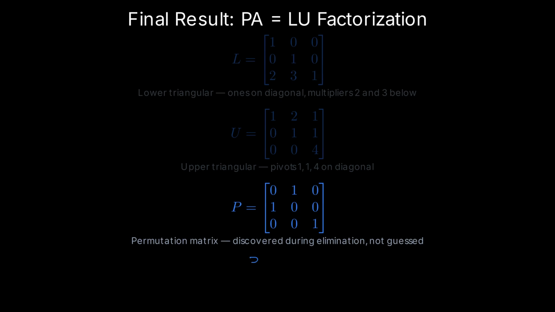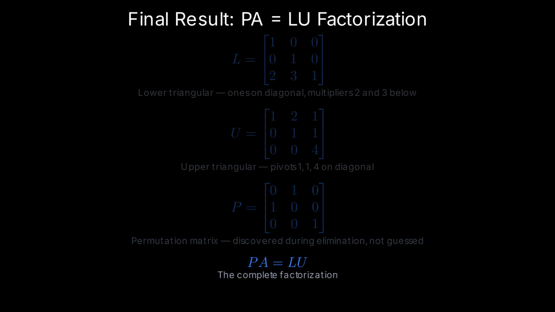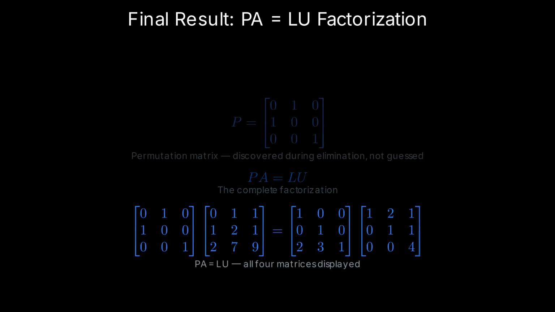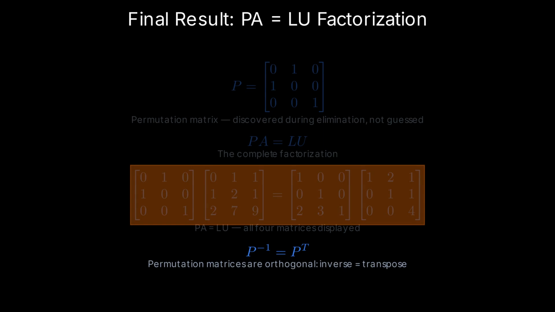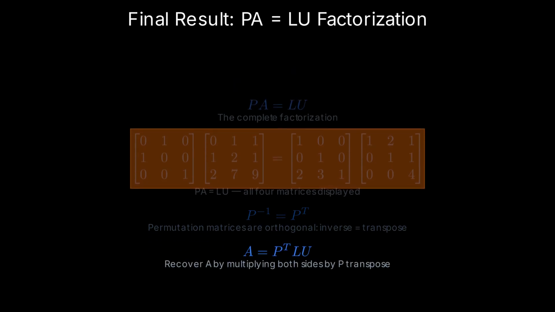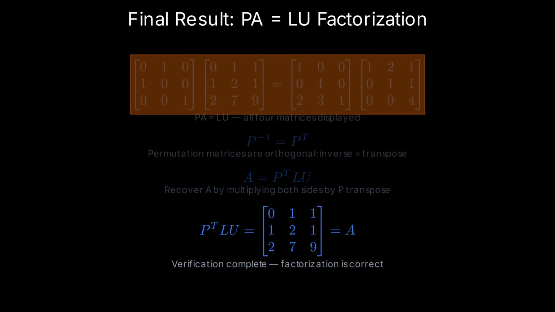Now we can write the complete factorization. P times A equals L times U, with all 4 matrices displayed. P is the permutation matrix that was discovered during the elimination process. It was not guessed afterward. Since P is a permutation matrix, its inverse equals its transpose. Therefore, we can recover A as P transpose times L times U. Multiplying this out gives us back 0, 1, 1, 1, 2, 1, 2, 7, 9, which is exactly our original matrix A. This confirms the factorization is correct.